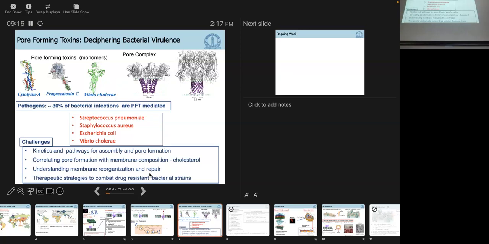What we've been looking at over the years is kinetics and pathways for assembly and pore formation, largely through experiments where we can glean this sort of information out and build models on top of them, correlating pore formation with membrane composition. I'll spend a lot of time on how we've unraveled the role of cholesterol, and on understanding membrane reorganization and repair. This is something new, and I'll illustrate some examples of this. Also, this is something that we started working on, though we haven't made much progress: therapeutic strategies to combat resistant strains, where instead of targeting the bacteria, you disrupt the pore formation mechanism. Okay.